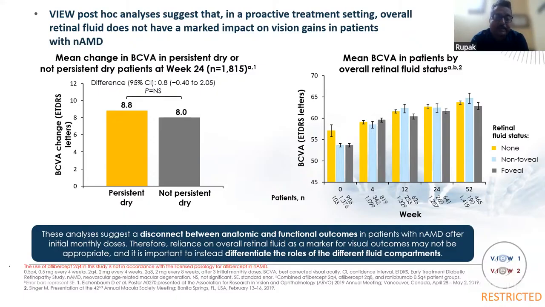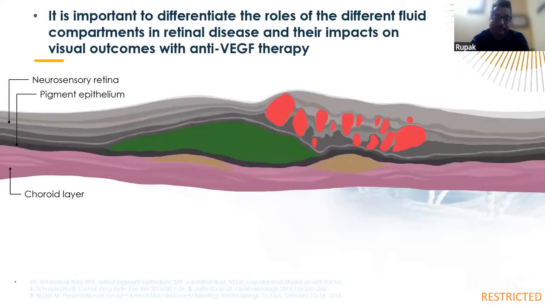So this analysis suggests there is a disconnect between anatomic and functional outcomes in patients with neovascular AMD after monthly doses. Just looking at the overall retinal fluid or overall retinal thickness as a marker for visual outcome may not be appropriate, and it is important to differentiate the roles of various fluid compartments, like whether the fluid is in the intraretinal, the subretinal, or the sub-RPE space. So it is important to differentiate the roles of the different fluid compartments and their impacts on visual outcomes.